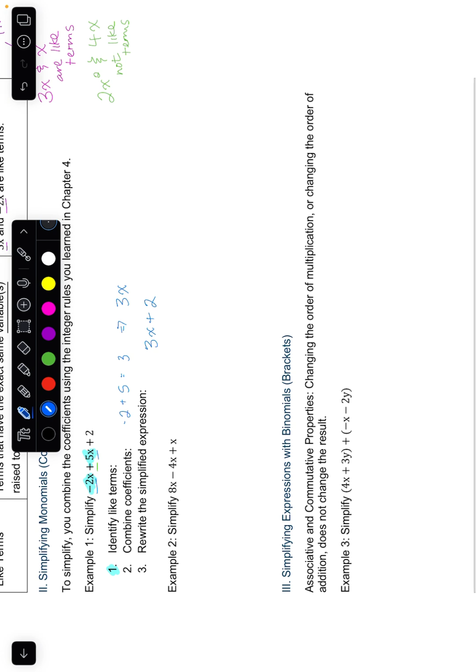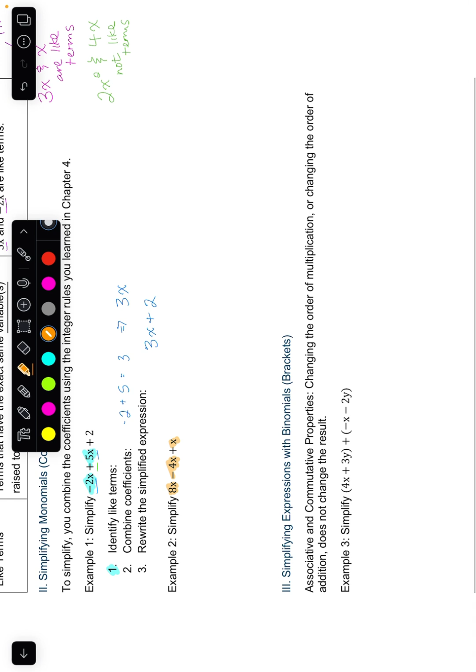Example 2 says simplify 8x minus 4x plus x. Well, we'll identify the like terms. The like terms here, they're all like terms. So they all have an x variable. And the exponent on those x variables is 1. Okay, so those are our like terms.